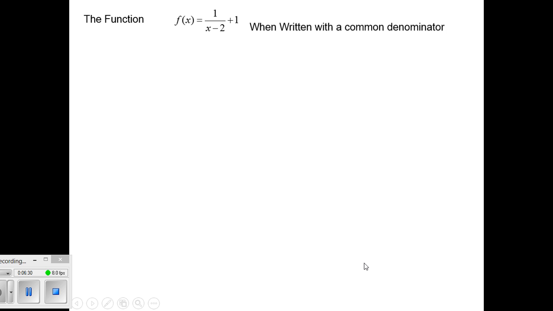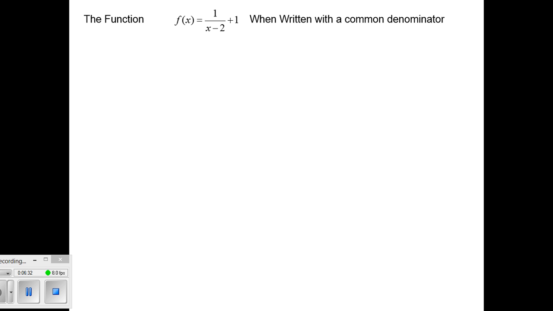Here's the same function. We're going to talk about how this can be written in a more recognizable form. This was not a polynomial over a polynomial, which a rational function was stated to be on the first slide. So we're going to put it in that form.